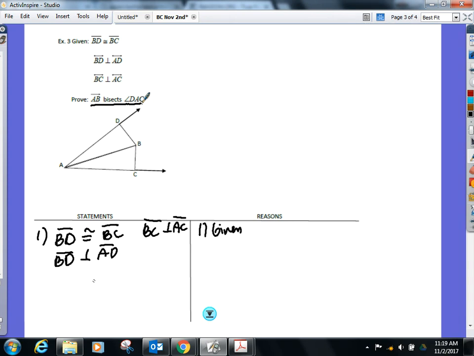Here's what I want from you guys right now. What if I gave you that? What if I put that fact into the givens? What would you say as a conclusion? If I told you, hey, AB bisects angle DAC, you would tell me, oh, this is true. What would you tell me is true? Go ahead, Emma. Keep on rolling.